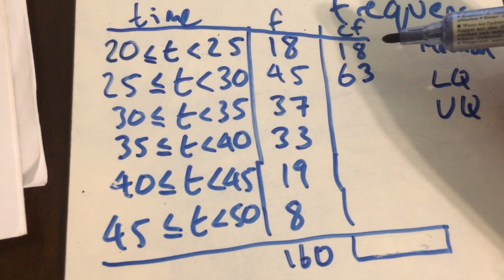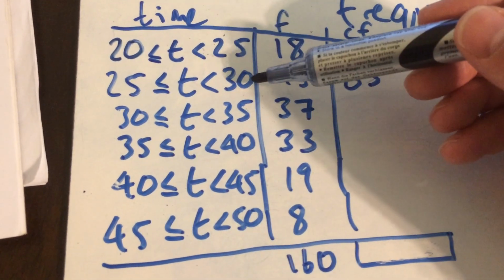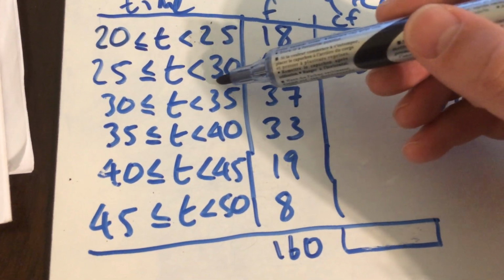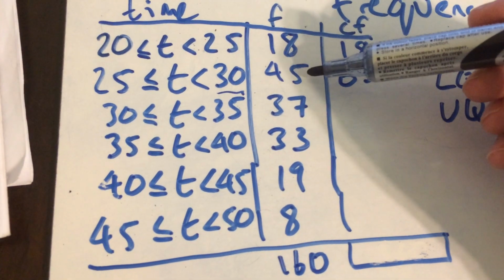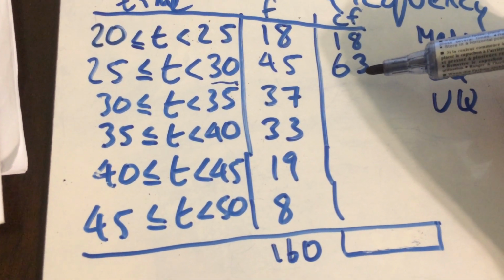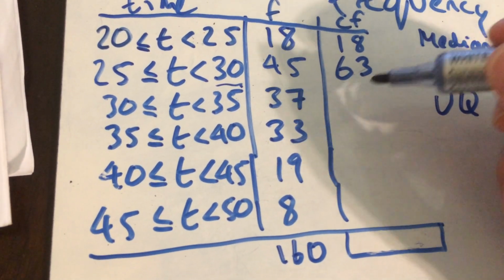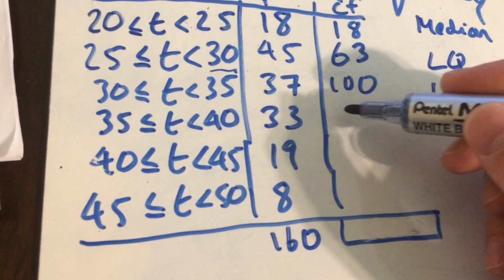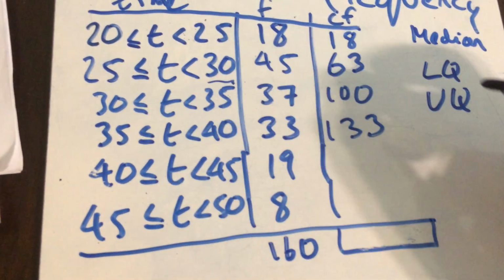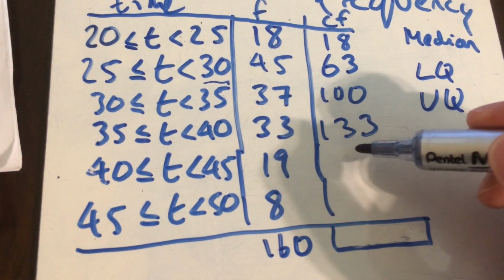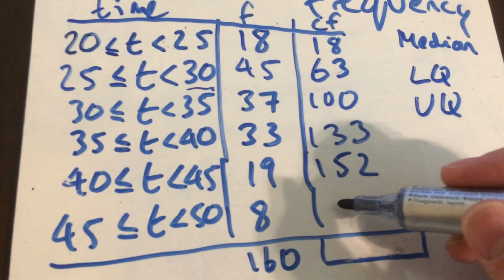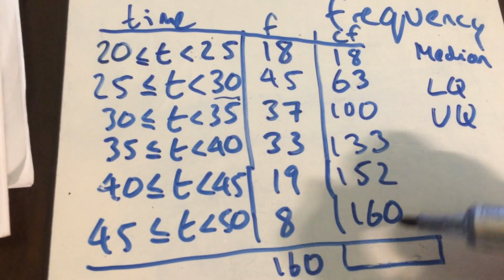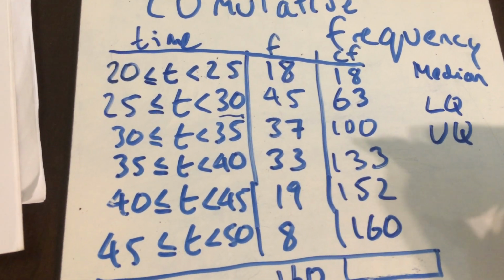So we do cumulative frequency, which is adding on all the ones up until the end of that interval. So 18 after 25, then you add the 45, 63 after 30, add another 37, that would be 100 after 35, 133 after 40 minutes, 152 after 45 minutes, and then that number there is the total, all 160.